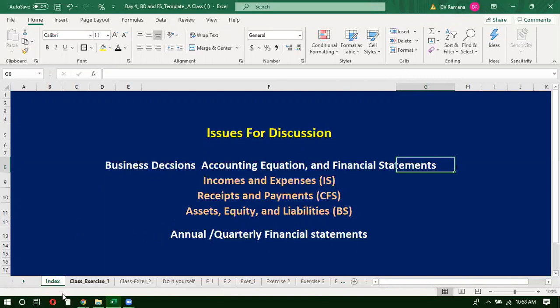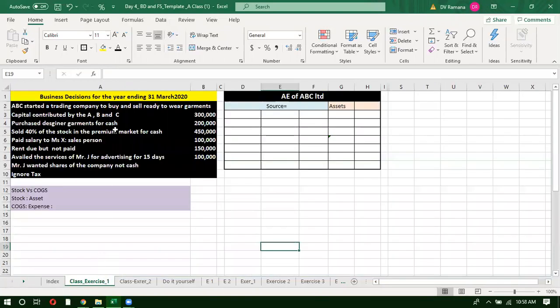And let us do that with an example. Suppose these are the set of transactions or the business decisions. First, we will try to convert this into accounting equation. Then we'll convert these transactions into financial statements and compare the accounting equation with the financial statements.